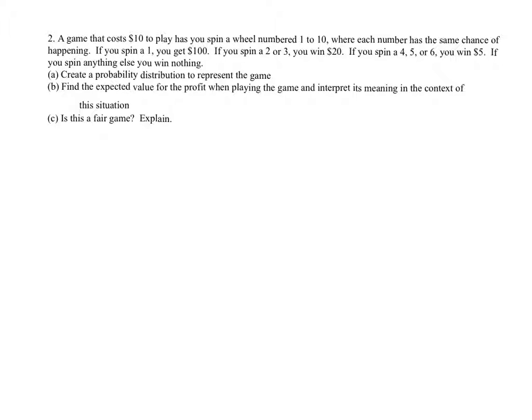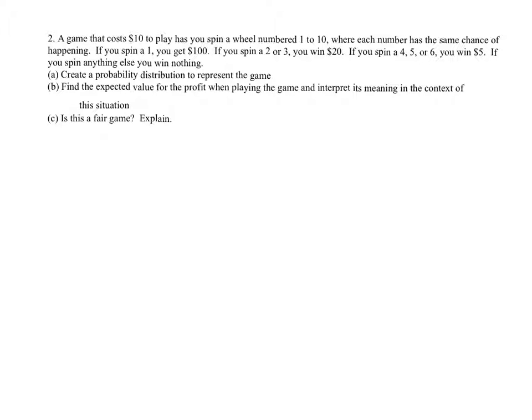Number 2, a game that costs $10 to play has you spin a wheel numbered 1 to 10, where each number has the same chance of happening. If you spin a 1, you get $100. If you spin a 2 or 3, you win $20. If you spin a 4, 5, or 6, you win $5. If you spin anything else, you win nothing. The first thing we want to do is create a probability distribution to represent the game.